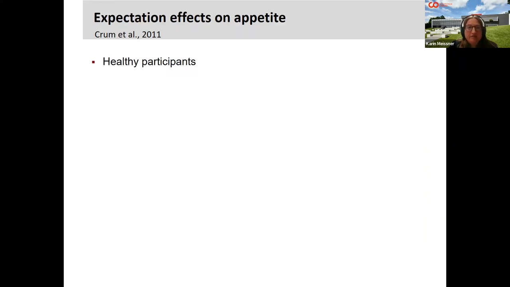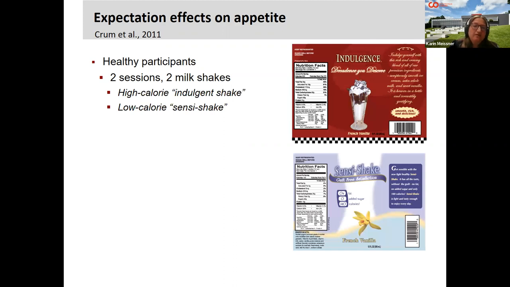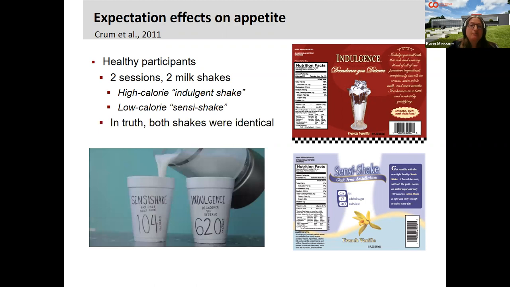And Elaine Crum, a colleague from Stanford University, did a very nice study in healthy participants with 2 sessions and 2 milkshakes. And there were 2 conditions, one in which she said, okay, you will now receive a high caloric indulgent shake. And in the other condition, they told the participants they would receive a low caloric Sensi shake, which was much healthier. And in both conditions, the shakes contained the same amount of calories and it was exactly the same shake, but the branding was different.